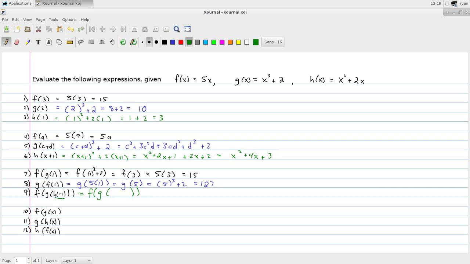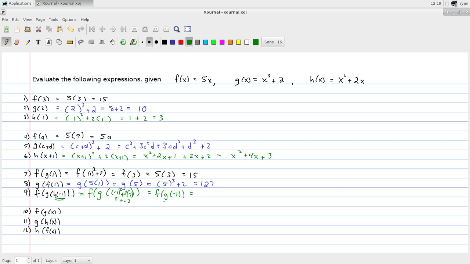Now h of negative 1. That says we go to the h function, which is up here, and every place we see an x, we're going to replace that with negative 1. So this gives us negative 1 squared plus 2 times negative 1. Simplifying what's in the parentheses, we have f of g of, well, negative 1 squared is 1, and then 2 times negative 1 is negative 2. Combining those together gives us negative 1. We've got one function down, 2 more to go.